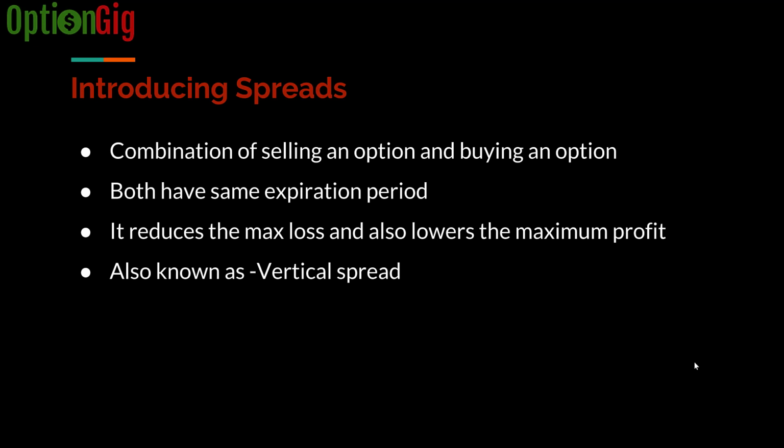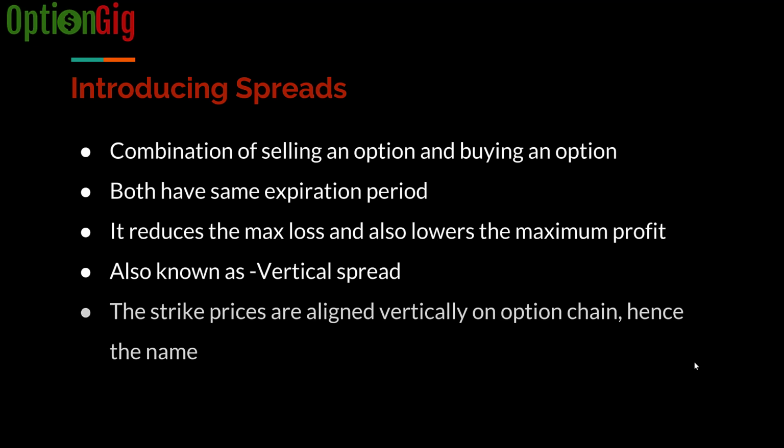This is also known as a vertical spread. Why is it called vertical? Because the strike prices are aligned vertically on an option chain, and hence the name vertical spread. So you might hear names such as call vertical spread, put vertical spread, call credit spread or put credit spread. Both mean the same thing.